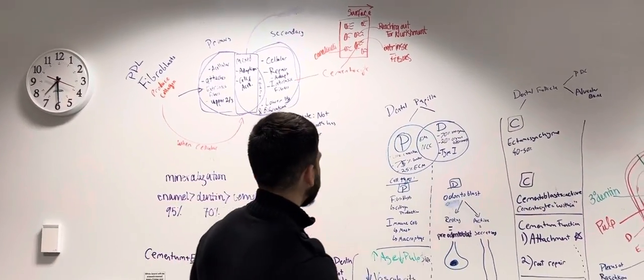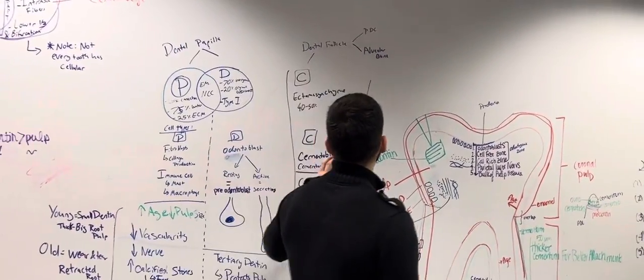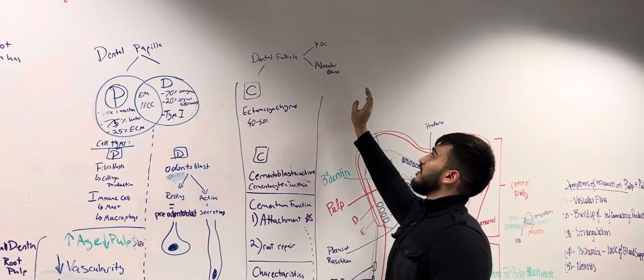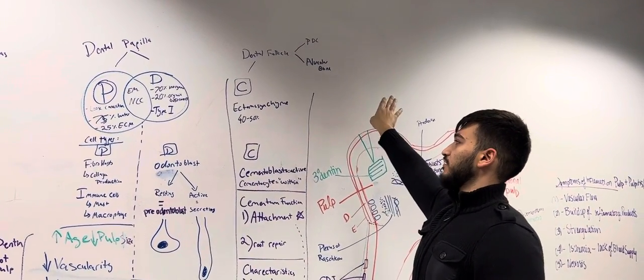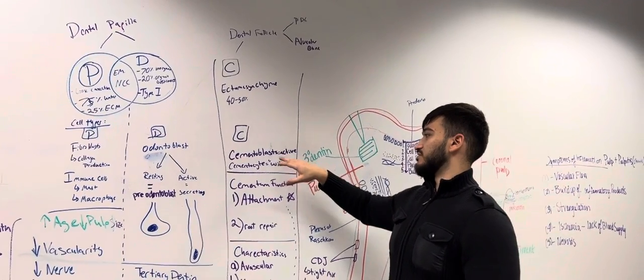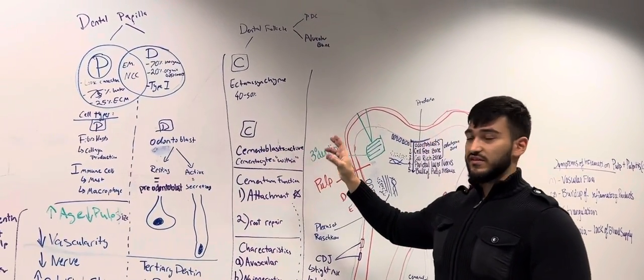That makes the most sense now. We have the cementum, which is made out of the dental follicle, as well as the PDL and the alveolar bone, which we'll talk about a bit later. The cementum is mainly made out of the cementoblasts, which are the active ones.